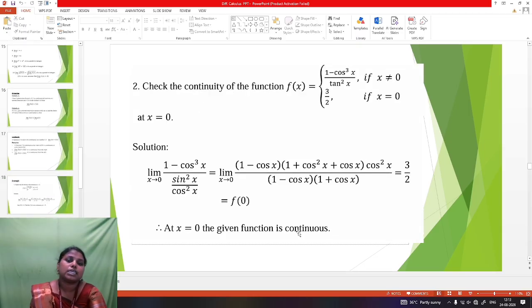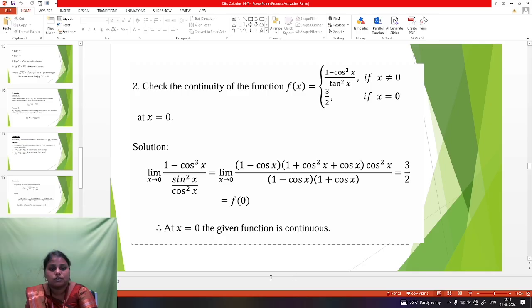Second one, check the continuity of the function f of x equal to 1 minus cos cube x divided by tan square x, if x is not equal to 0, and 3 by 2 if x equals 0, at x equal to 0. First, 1 minus cos cube x. Using the a cube minus b cube formula, a value is 1, b value is cos x.